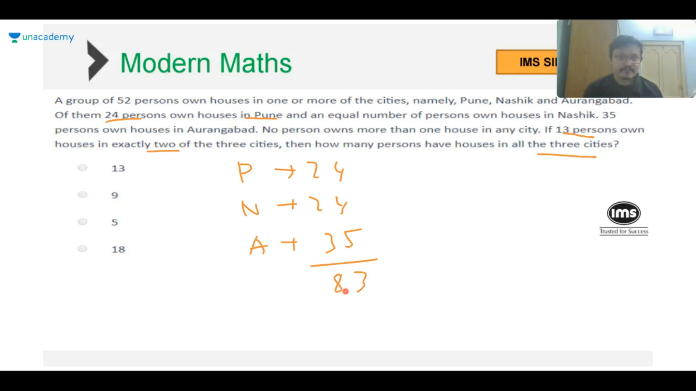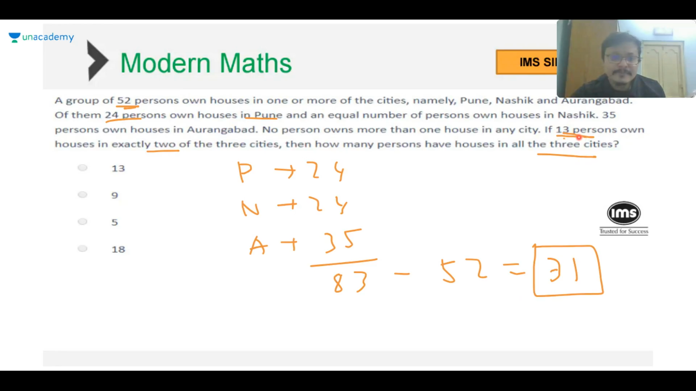Correct? How many people are there? 52. So the difference is 31. Can anybody tell me why this difference of 31 is there? Because people are owning houses in multiple cities. The reason why the difference is 31 is because people are owning houses in multiple cities.